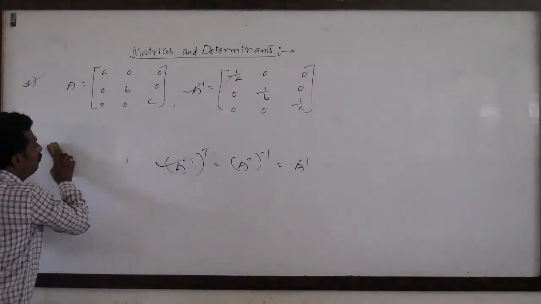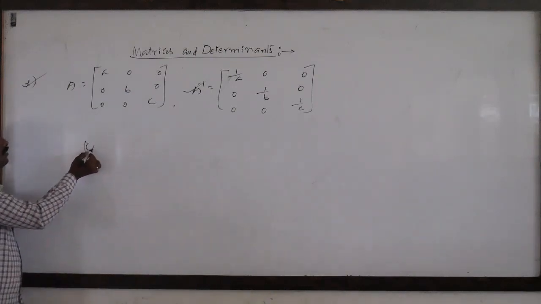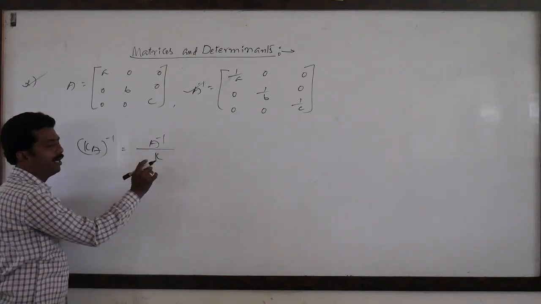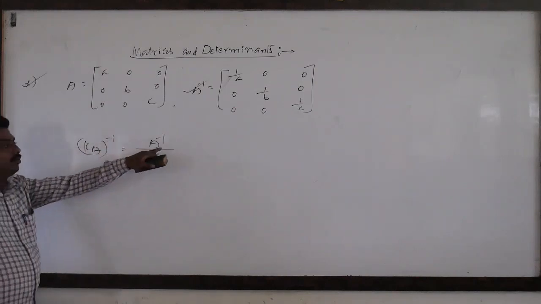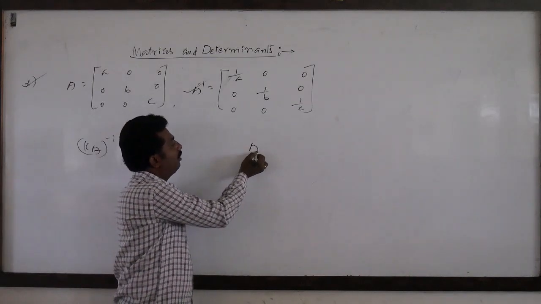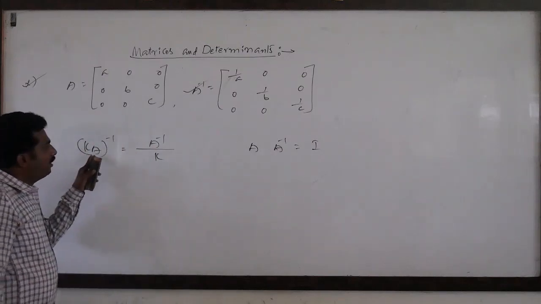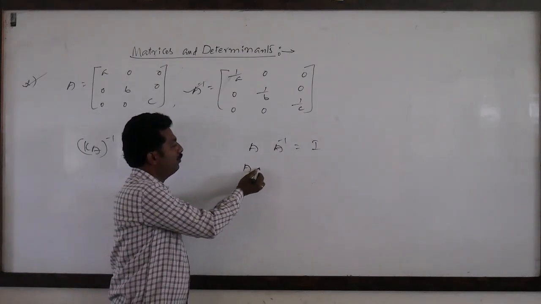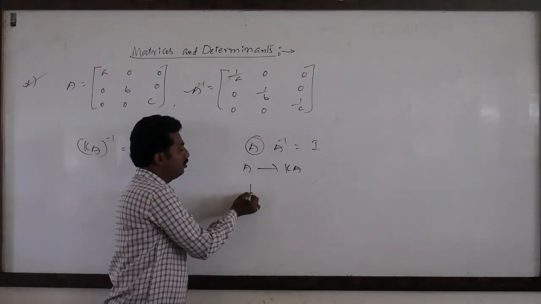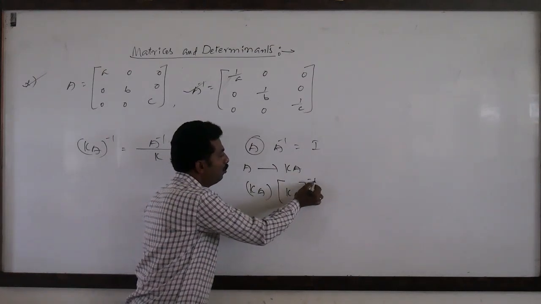One more point you have to remember. What is kA whole inverse? Yesterday we discussed kA whole inverse equal to A inverse divided by k. kA whole inverse equal to A inverse divided by k. If you want to prove, see here, what is the formula? A A inverse equal to identity matrix. Wherever A is there, in that place I am taking kA. So A is there, so kA, this is kA whole inverse.